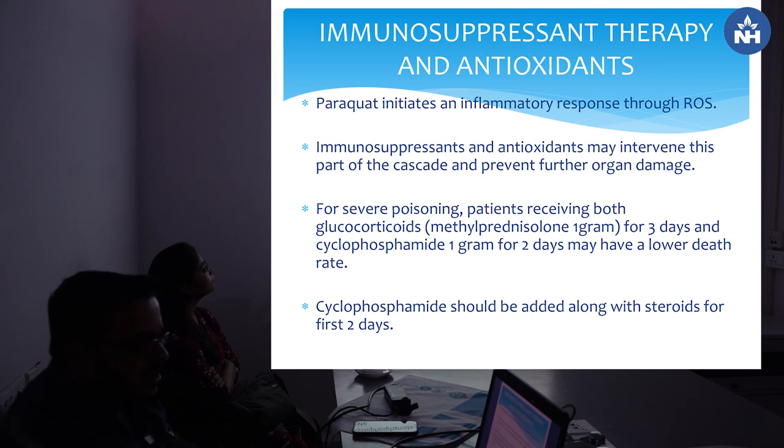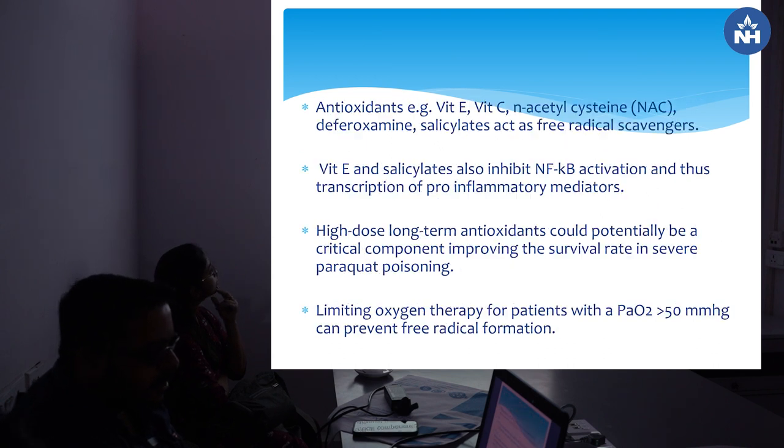For severe poisoning, patients receiving both glucocorticoids, methylprednisolone 1 gram for 3 days, and cyclophosphamide 1 gram for 2 days, may have a lower death rate, but this is not proven. Cyclophosphamide should be added along with steroids for the first 2 days.